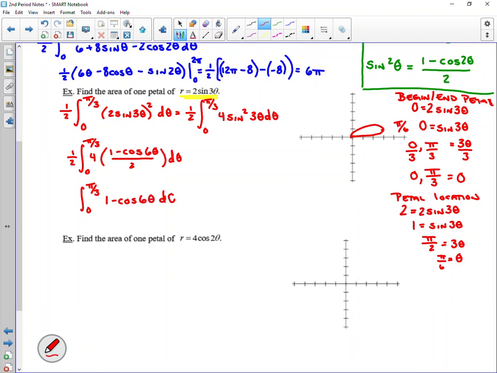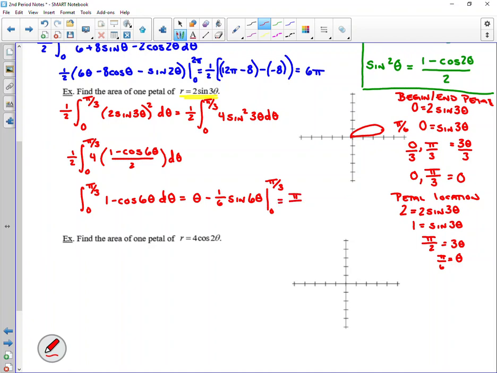Are you with me? Okay. Now the integral of 1 is theta, and the integral of cosine of 6 theta is negative 1/6 sine 6 theta. But doesn't it stay the same sign? Right. Yeah. What happened to the 4? Well, okay, the 4 and this 2 cancel, and then I pulled the 2 out with a 1/2.